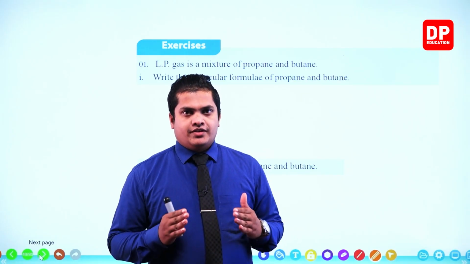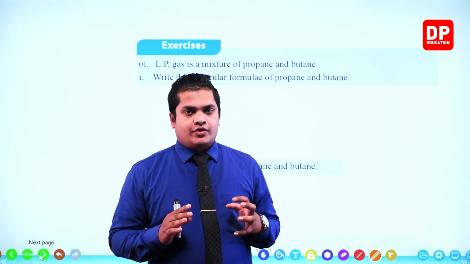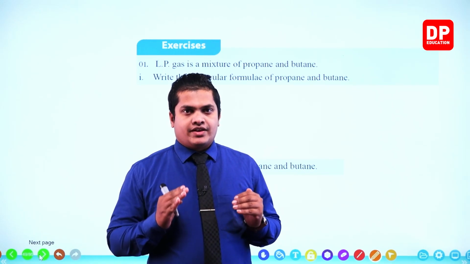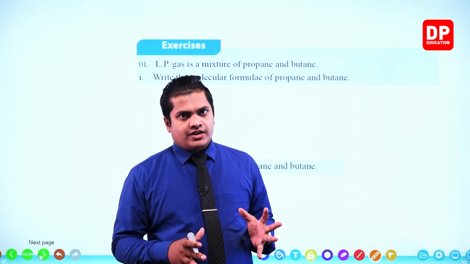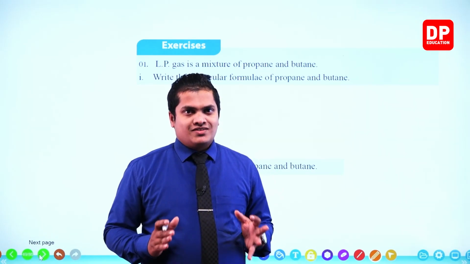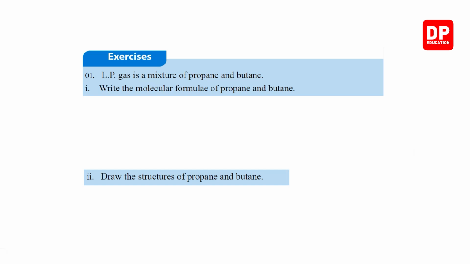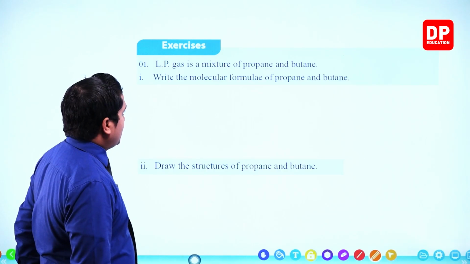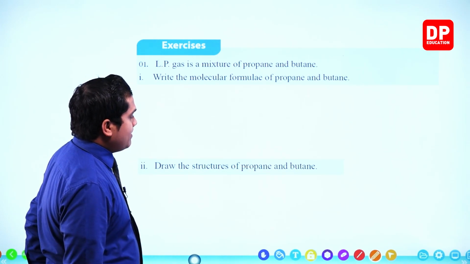So, my dear children, in the earlier chapter, we discussed all the theoretical things related to the hydrocarbons and the derivatives lesson part. Now it's time to discuss questions related to the lesson. First of all, we are going to start from the questions given in your textbook. You are given the first question. LP gas is a mixture of propane and butane. Write the molecular formulae of propane and butane.